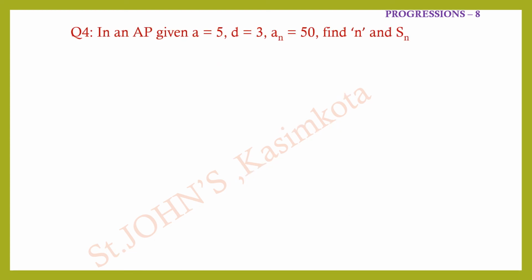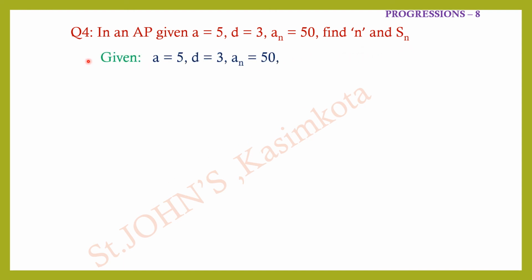Question number 4. In an AP, given first term A or A1 equal to 5, common difference D equal to 3, and last term An equal to 50. Find N and Sn. N means number of terms and Sn means sum of n terms. Okay, this is the given question.